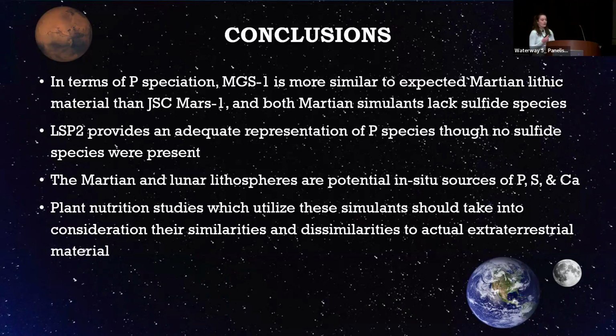From the overall research, we can also say that the Martian and lunar lithospheres have good potential as in situ resources of phosphorus, sulfur, and calcium. But it is very important that plant nutrition studies which utilize these simulants take into consideration these similarities and differences as they run through their research.